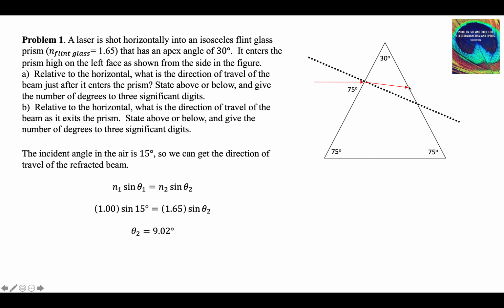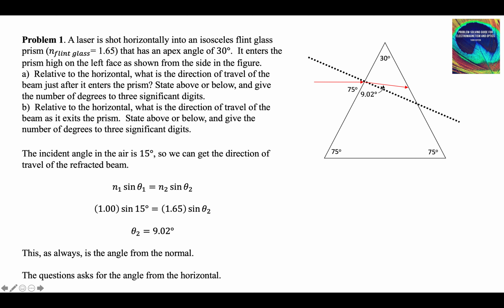And remember, the 9.02 degrees is from the normal. So let's put that in as well. That small angle right there is 9.02 degrees. The question asked for the angle of the beam from the horizontal. So let's draw the horizontal. And we know that the angle between the normal and the horizontal is 15 degrees.